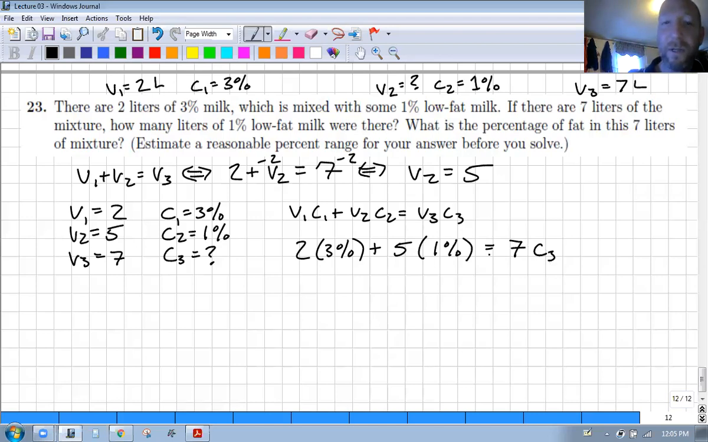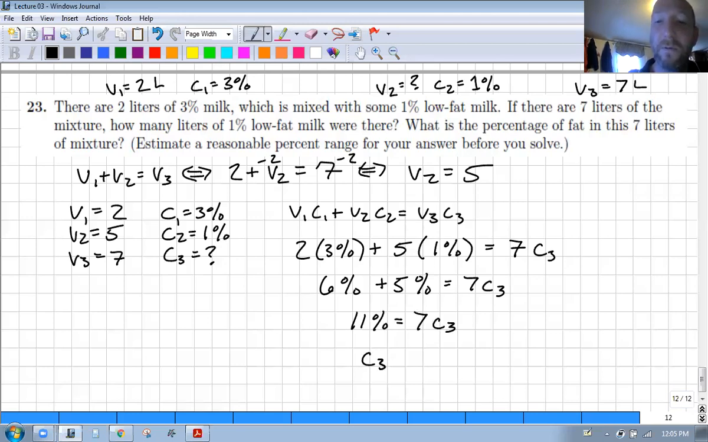So if we want to solve for that concentration, 3 times 2 is 6, 5 times 1 is 5. So we have 11% equals 7 C3. So C3 is 11 over 7%, which is 11 divided by 7, 1.57%.